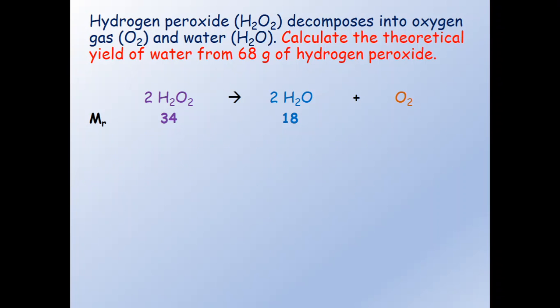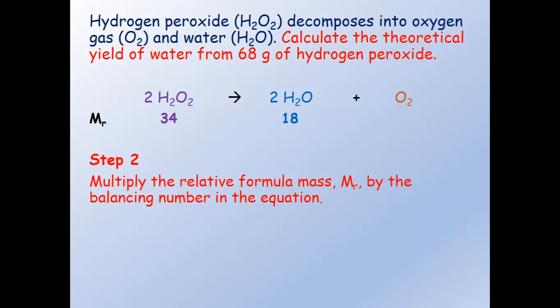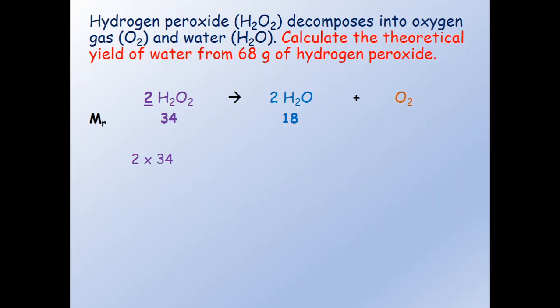So now we know the relative formula masses, and we can move on to step 2, which is multiply the relative formula mass, Mr, by the balancing number in the equation. So the balancing number in front of hydrogen peroxide is 2, so we get 2 times 34, which gives us 68, and the balancing number in front of the water is 2 also, so we get 2 times 18, which is 36.